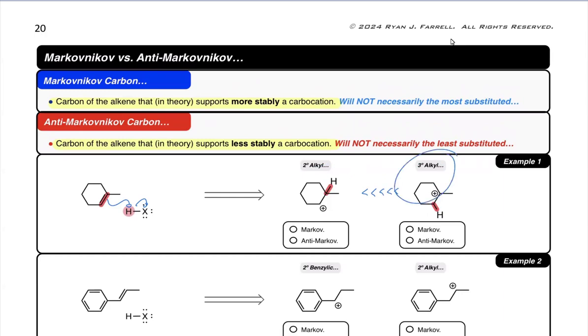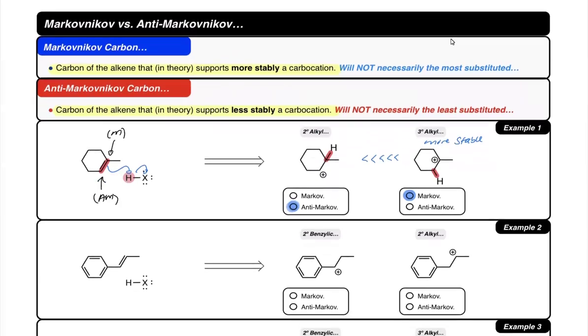Here, the more stable carbocation is the tertiary alkyl compared to the secondary alkyl. Because they're both alkyl cations, the tertiary is more stable than the secondary as a function of hyperconjugation. Therefore, we'll say that the Markovnikov position is the tertiary position, and the anti-Markovnikov carbon is the secondary position. So to repeat that, here we have our Markovnikov and our anti-Markovnikov. The Markovnikov position is the one between the two that stabilizes the positive charge better.